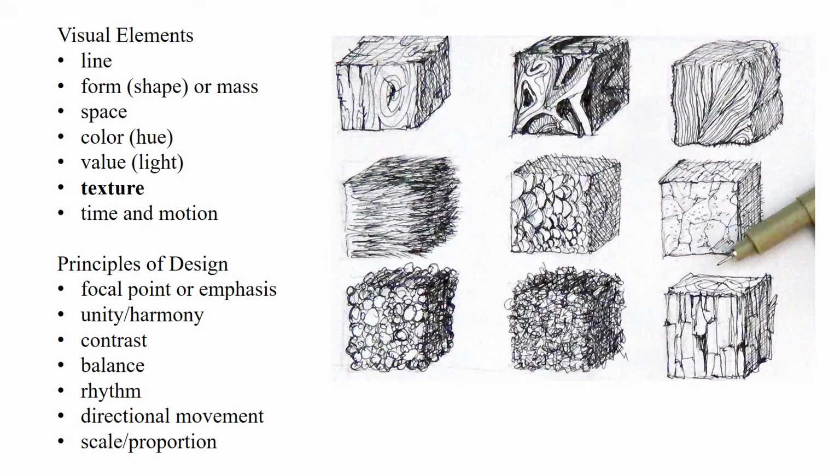Texture refers to the surface quality of something. In 2D work, we're usually talking about an illusion of texture. Even abstract lines can seem smooth or rough, but you could also say that in a certain painting, a porcelain vase looks smooth and a rock looks rough.